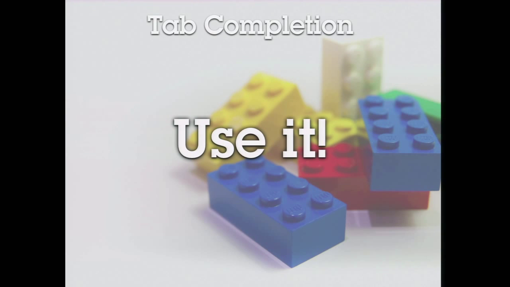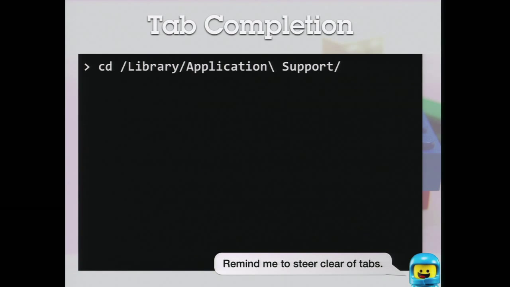So this is a little aside. I see a lot of people that are new to terminal typing every character of a path, and it just makes me crazy. So use tab completion. Just do a short example. So using that library application support example from before, type cd /lib, hit the tab, it'll autocomplete library for you. Type app, tab, it does the rest of the path with the space escaped. Saves you a lot of time.